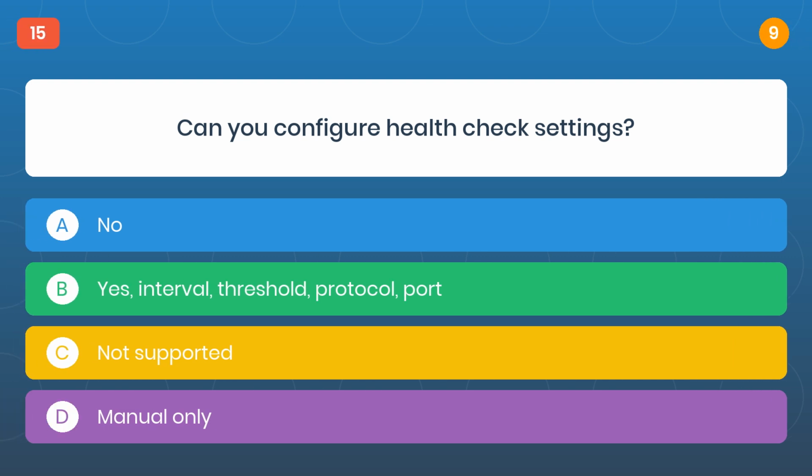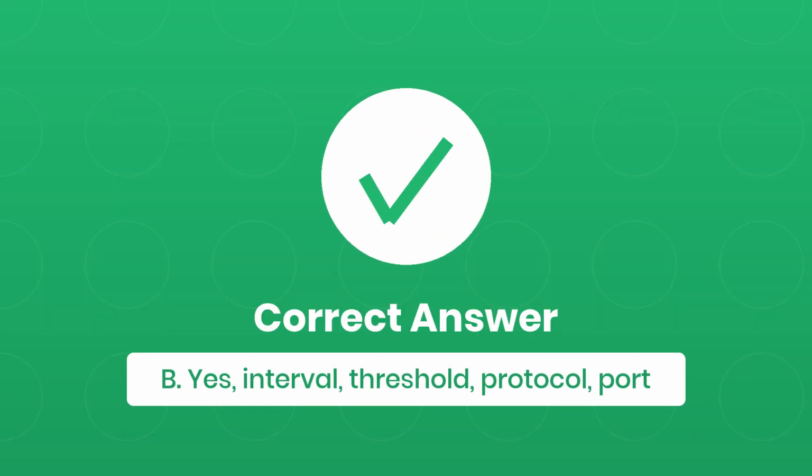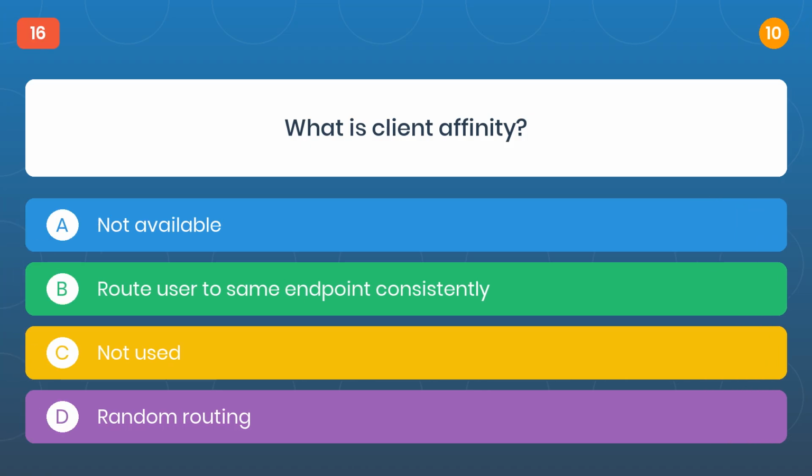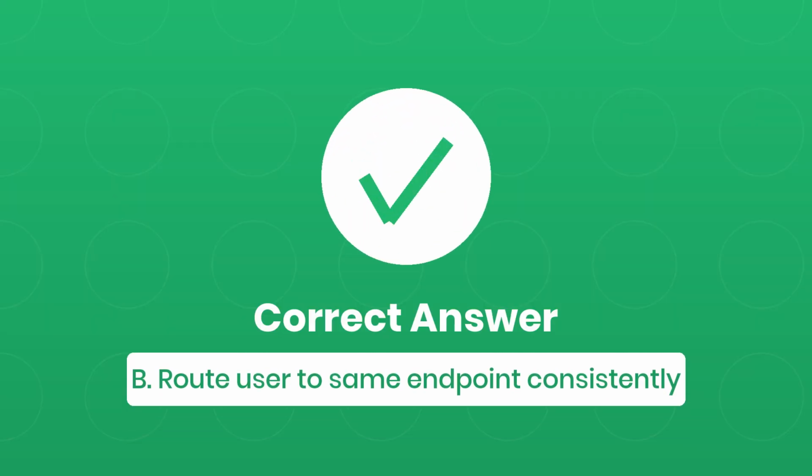Question 15. Can you configure health check settings? The correct answer is B, yes, interval, threshold, protocol, port. Question 16. What is client affinity? The correct answer is B, route user to same endpoint consistently.